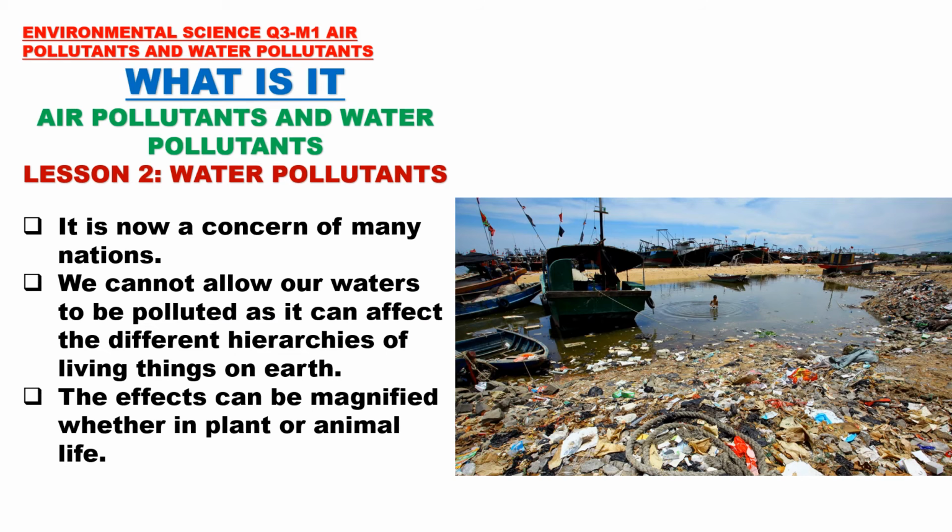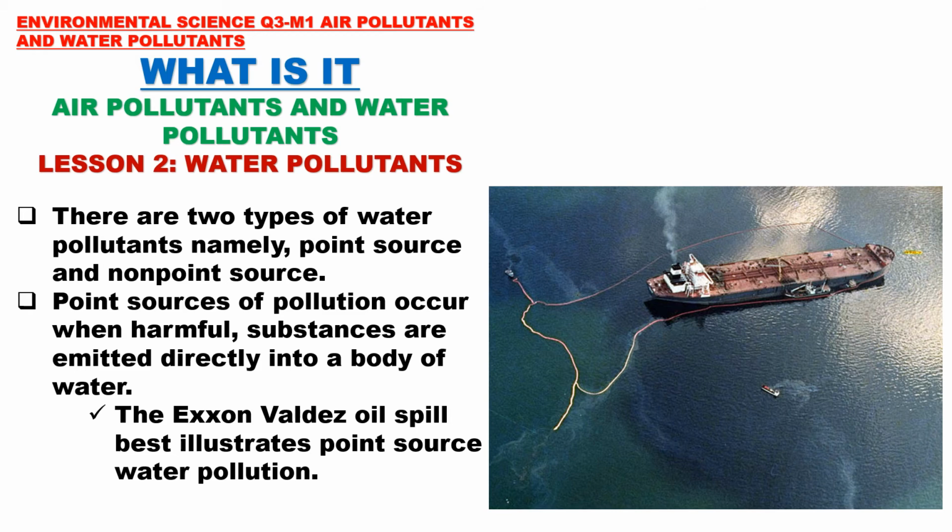It is now a concern of many nations. We cannot allow our waters to be polluted as it can affect the different hierarchies of living things on Earth. The effects can be magnified whether in plant or animal life. There are two types of water pollutants, namely point source and non-point source. Point sources of pollution occur when harmful substances are emitted directly into a body of water. The Exxon Valdez oil spill best illustrates point source water pollution.